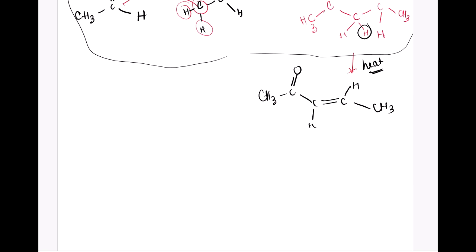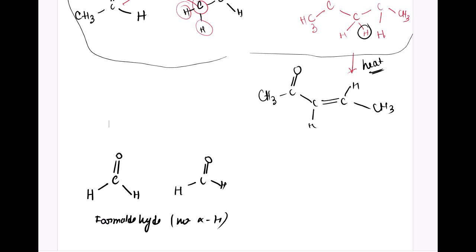For the Cannizzaro reaction, it will be a little different. The first condition is that no alpha hydrogen should be present. Suppose we are taking two formaldehyde here. Formaldehydes are aldehydes with no alpha hydrogen, and we are adding sodium hydroxide in the medium. In the presence of sodium hydroxide, these two will react.